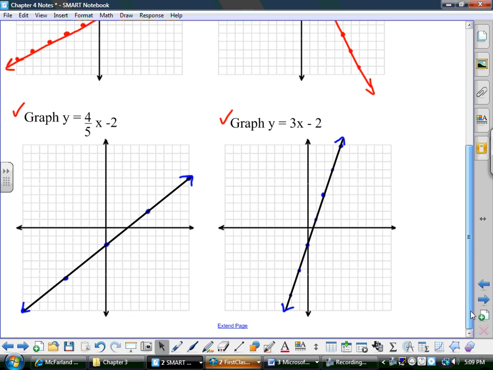Compare the graphs that you have to these and see how well you did. The first one should begin at -2 and then go up 4 and over 5 to get to the next point. Make sure that you did put arrows at the end of your line. The second one began at -2 and it had a slope of 3 over 1. So it went up 3, right 1, up 3, right 1, all the way across the graph.